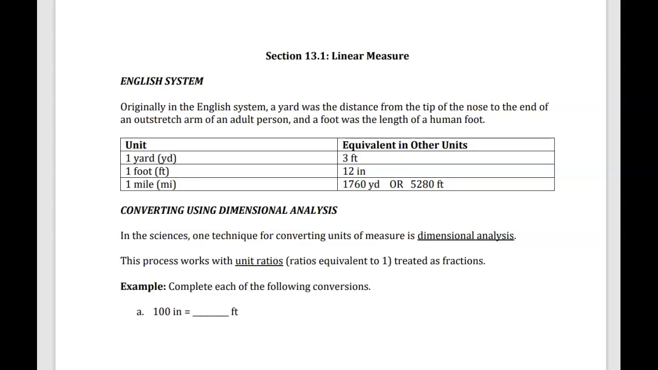Begin by looking at converting measurements. And we want to begin by looking at the English system. Now, in the U.S., we use two different types of measurements. We have the English measurement system and we have the metric system. The English measurement system is those measurements with yard, foot, mile, inches.